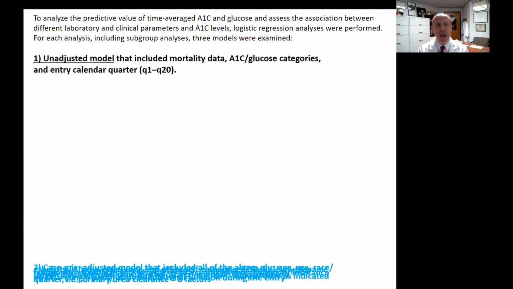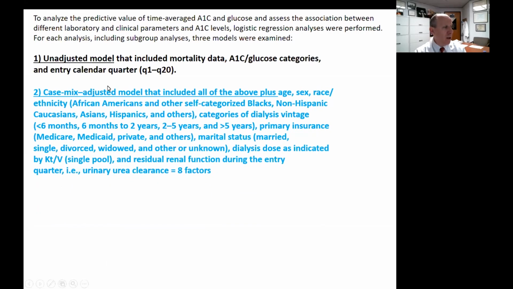But in addition to the unadjusted model, he did a case mix adjusted model that also included age, sex, race. It included dialysis vintage, how long the patient was on dialysis, insurance status, marital status, dose of dialysis by Kt/V, residual kidney function, 8 more factors.